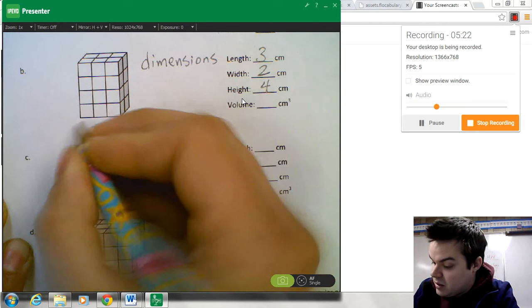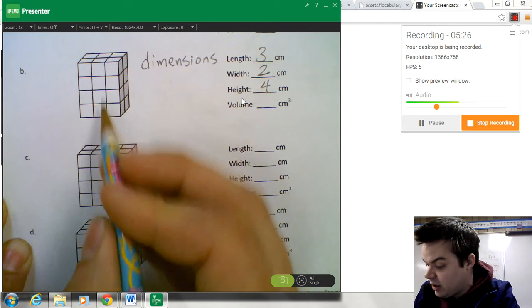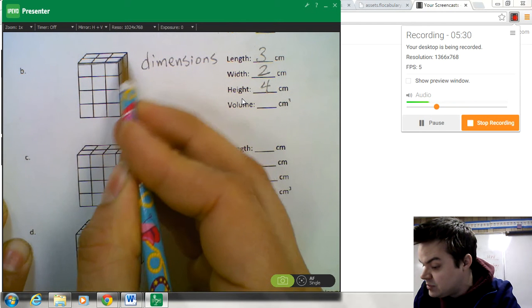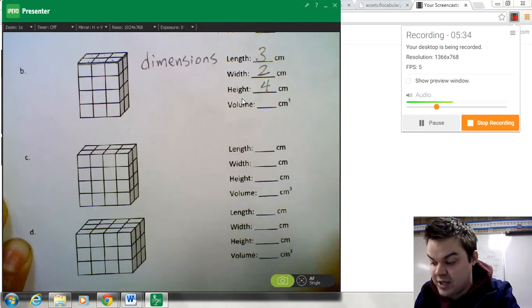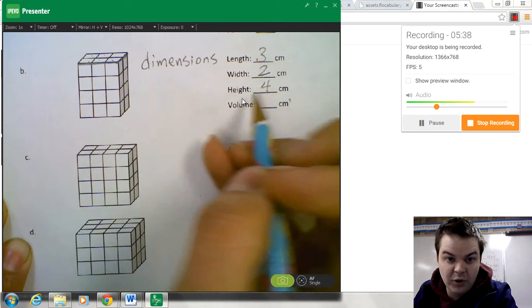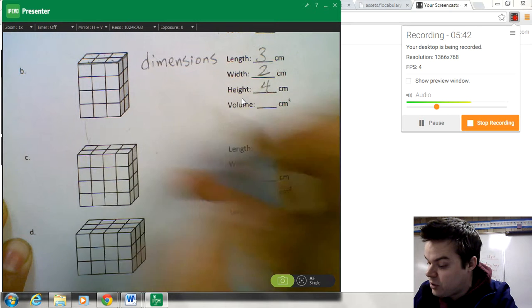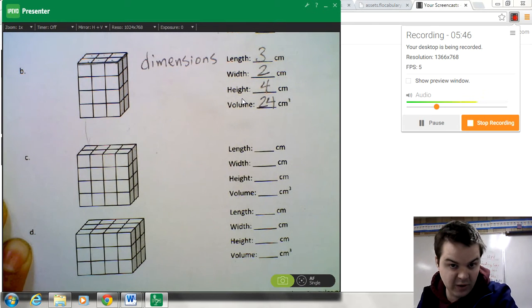So 3 times 2 gives us how many in our main layer? If I have a length of 3 times 2 layers, that's 1, 2, 3, 4, 5, 6. We all know 3 times 2 is 6. Now, if I have 6 in the top layer, I multiply that times 4 to get my volume. So 6 times 4 is 24. Hopefully I don't screw up on the video, right, guys?